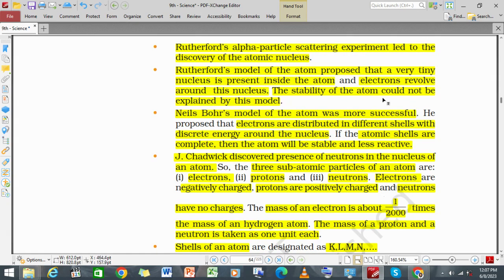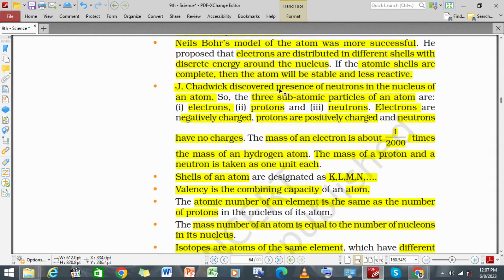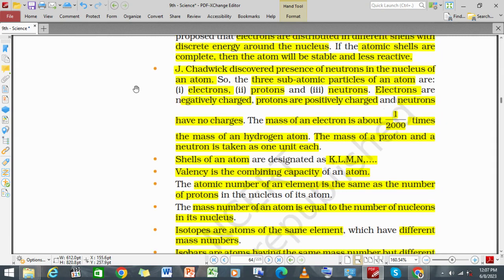Then Niels Bohr came and he gave different types of shells. Energy shells K, L, M, N, with accommodation of 2, 8, 18, 32 electrons, and he also told that the last shell cannot hold more than 8 electrons. In order to get stability, it can either gain or lose some electrons.